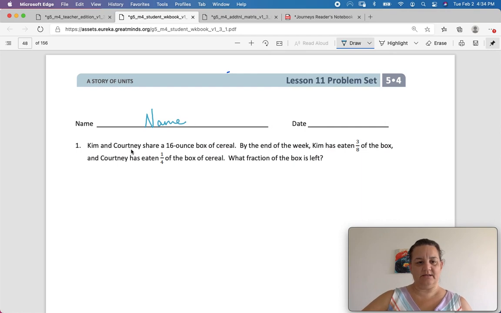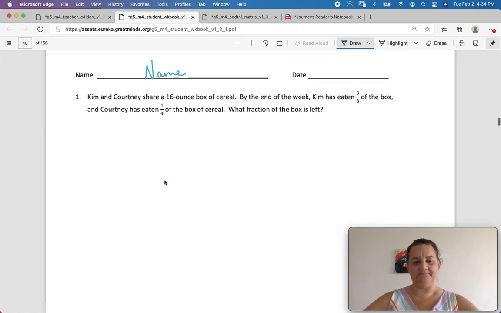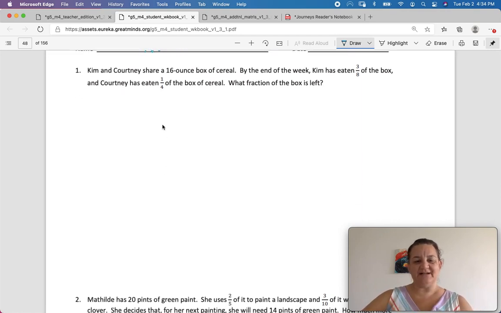And number 1, let's get right into it. Kim and Courtney share a 16-ounce box of cereal. By the end of the weekend, Kim has eaten 3/8 of the box, and Courtney has eaten 1/4 of the box. What fraction of the box is left? They're asking what fraction.